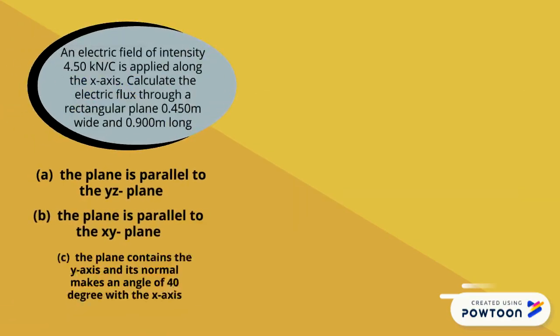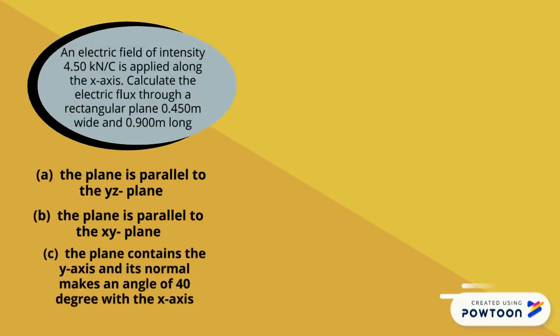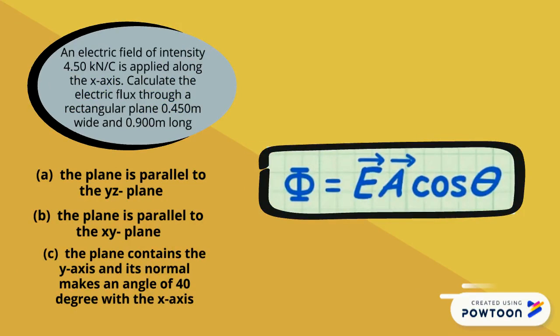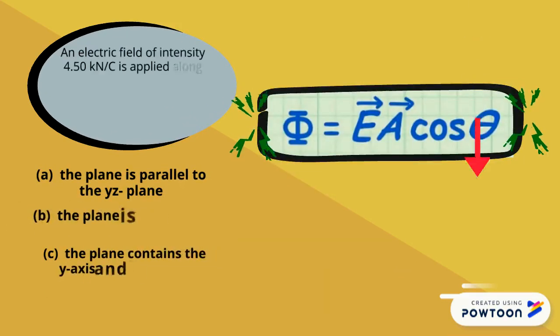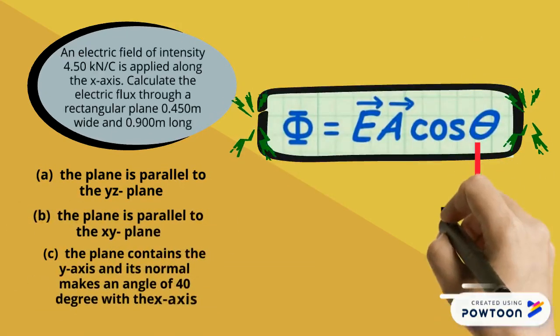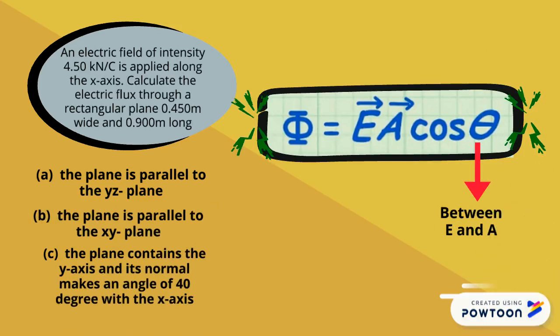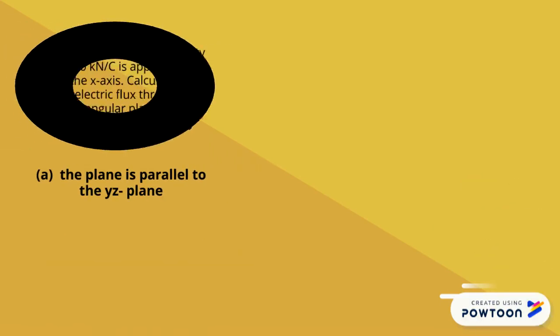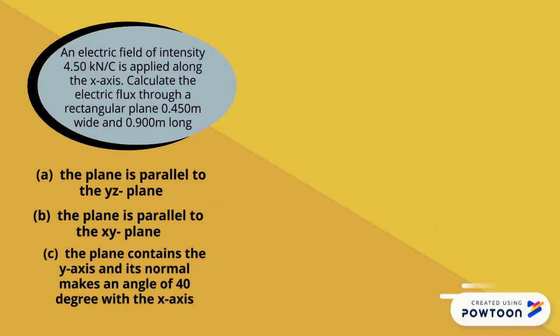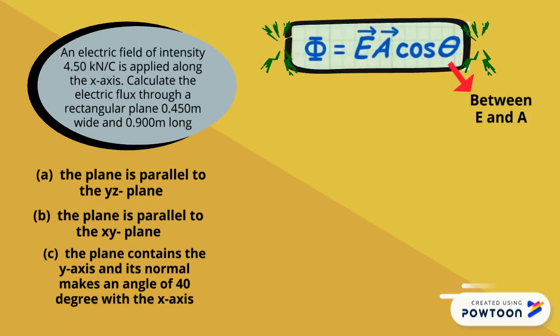So the question is asking us for each part to calculate the electric flux, and so why don't we look at the equation for electric flux below. So the equation is electric flux equals electric field times area of the surface times cosine theta. Now, the angle will be between the electric field direction and the direction of what is called an area vector. And so, we'll have to take a closer look at what these two vectors actually mean.